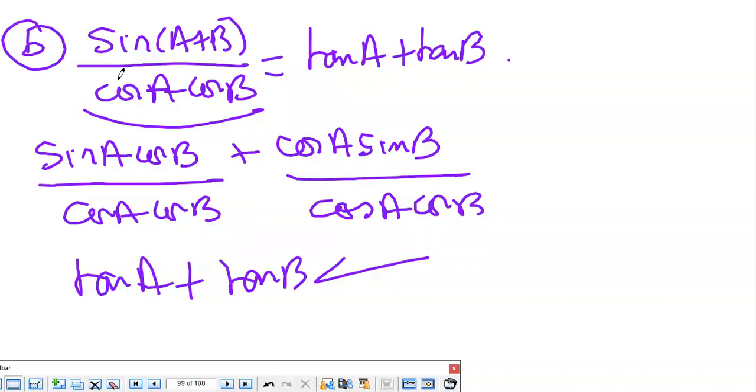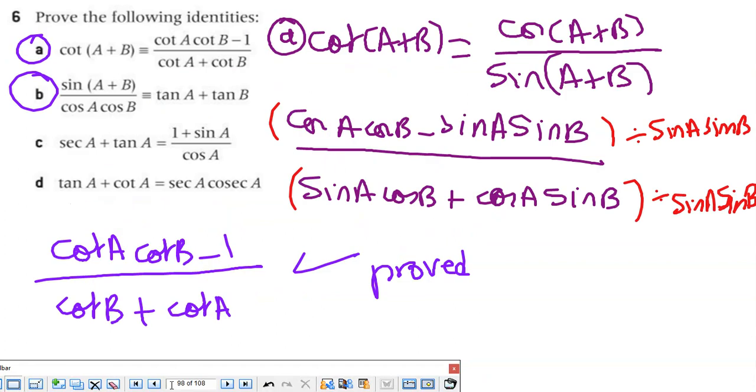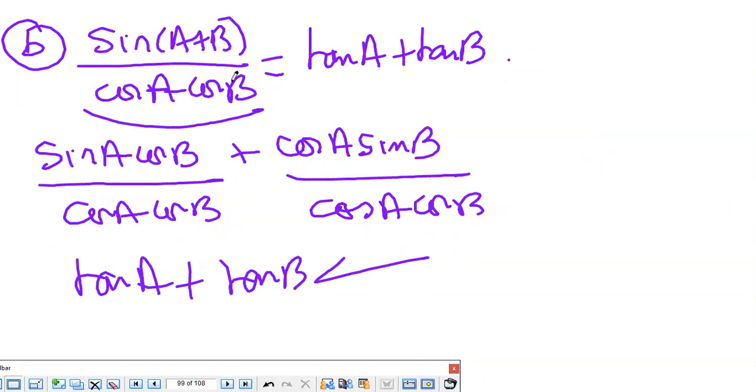Part B, I need to prove this equality. Sine A plus B over cosine A cosine B is equal to tangent A plus tangent B. So first here, I will develop the numerator. It gives me sine A cosine B plus cosine A sine B. And then I split them because it's the same denominator. So I can split them. And now you can simplify here. Cosine and cosine simplify. Sine A over cosine A gives me tangent A. And cosine A over cosine A simplify. Sine B over cosine B gives me tangent B. And then I got the answer.